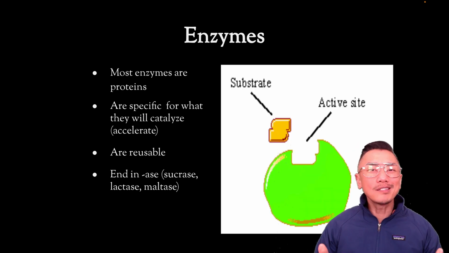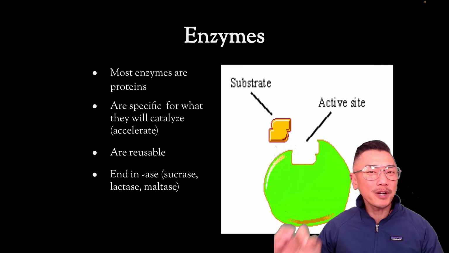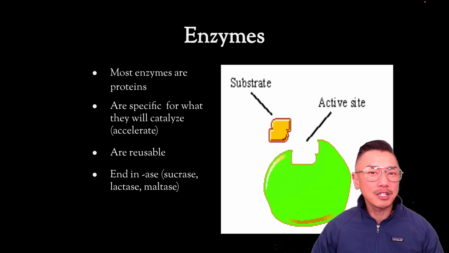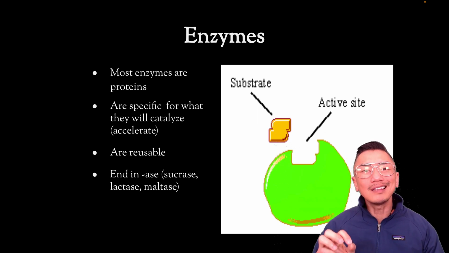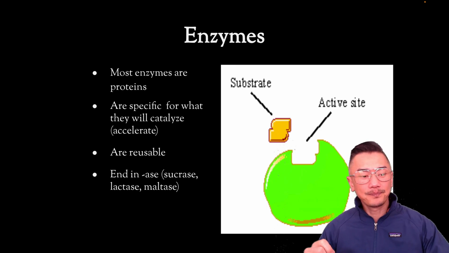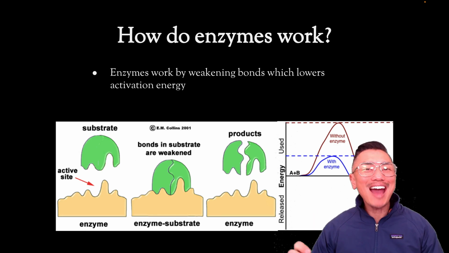Most enzymes are proteins. Enzymes are specific for the chemical reactions they will catalyze or accelerate. Enzymes are not consumed in a chemical reaction and are therefore reusable. Many enzyme names end in ASE. For example, sucrase, lactase, and maltase are all examples of enzymes. Enzymes work by weakening bonds, which lowers the activation energy of a reaction.